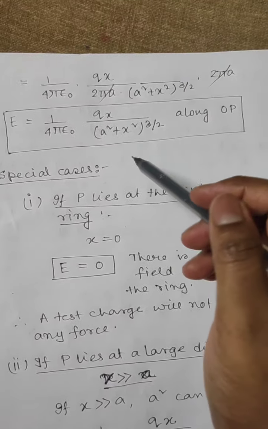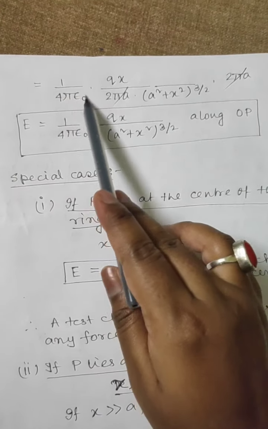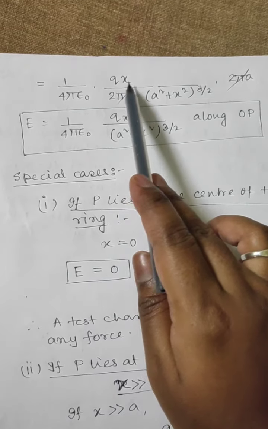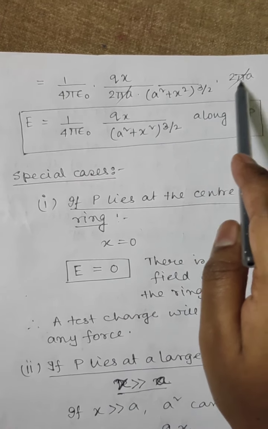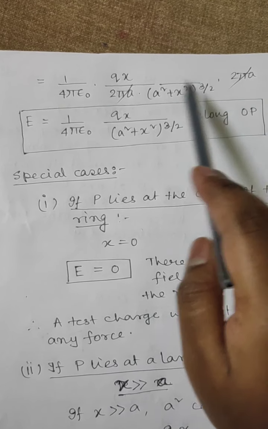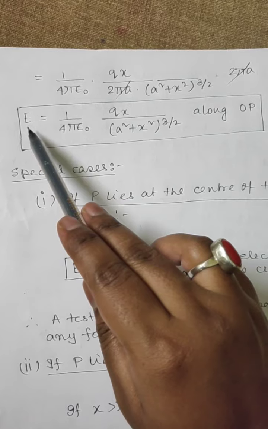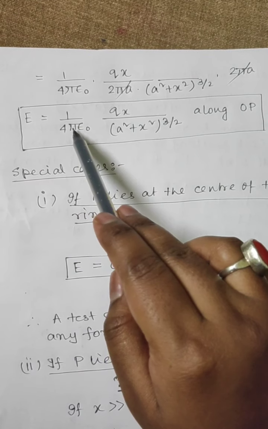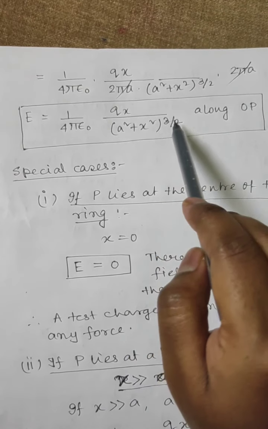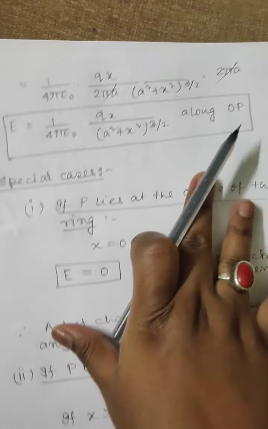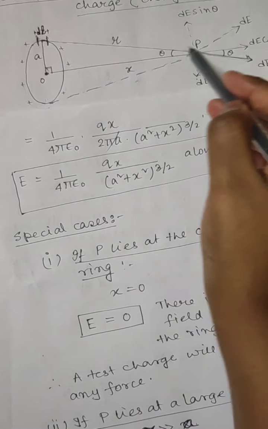Now we will put the limits over here. After putting the limit, 0 will obviously have no value, so we will only put the upper limit, that is 1 by 4 pi epsilon 0 qx by 2 pi a into a square plus x square to the power 3 by 2 dot 2 pi a. Now from here we can cancel 2 pi a on both sides. So the final electric field will be 1 by 4 pi epsilon naught qx by a square plus x square to the power 3 by 2 along OP. Along OP means along this direction.